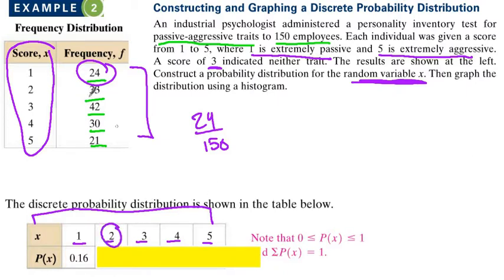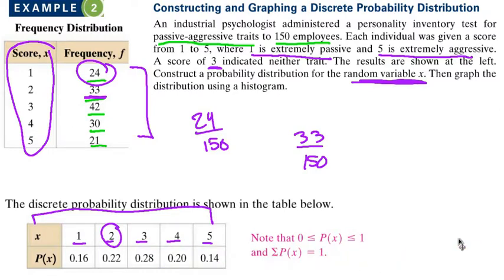What's the probability that I scored a 2? That would be 33 out of 150. And when you plug that in a calculator, you would get 0.22. You could see that they do the same for scores of 3, 4, and 5. So that's how you do it.